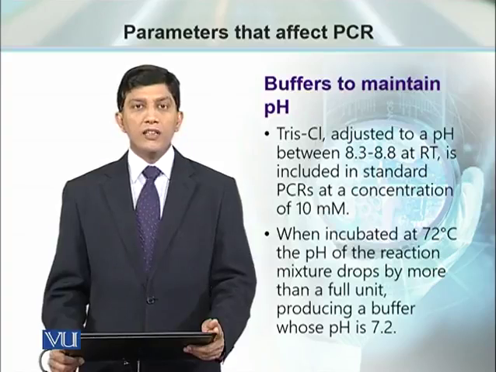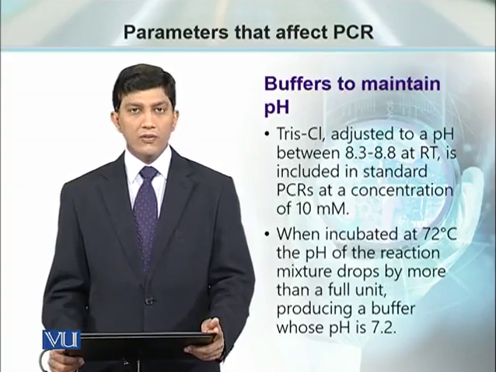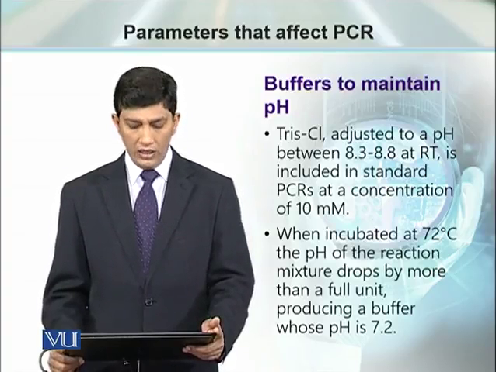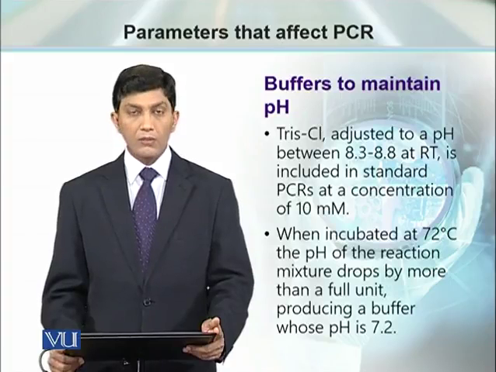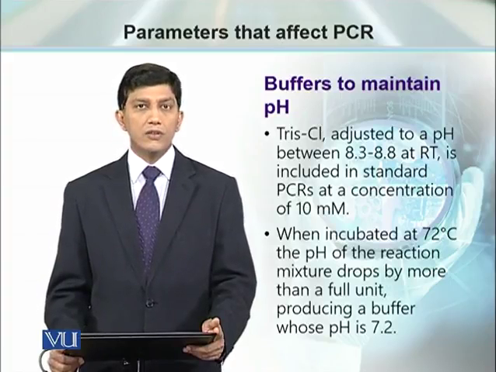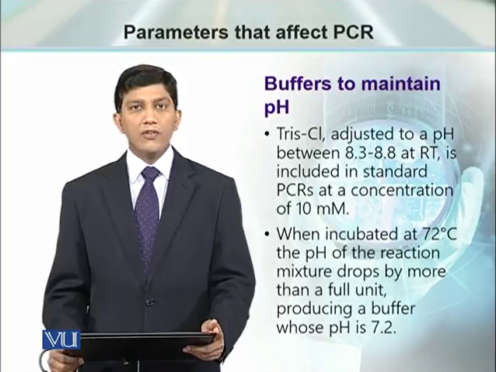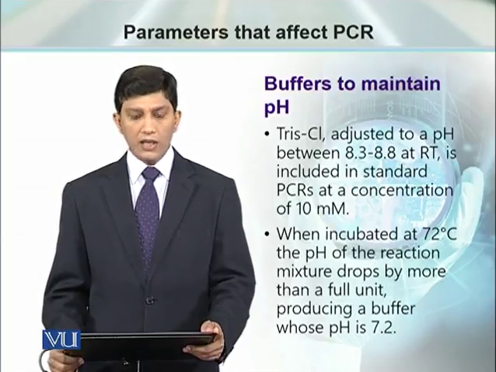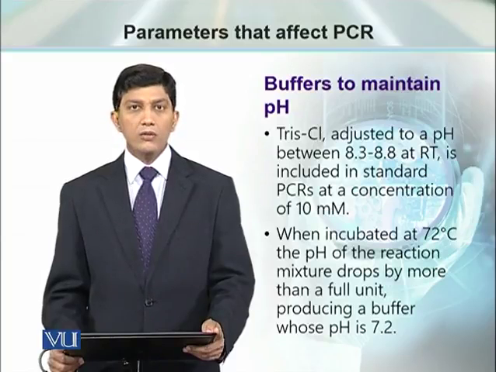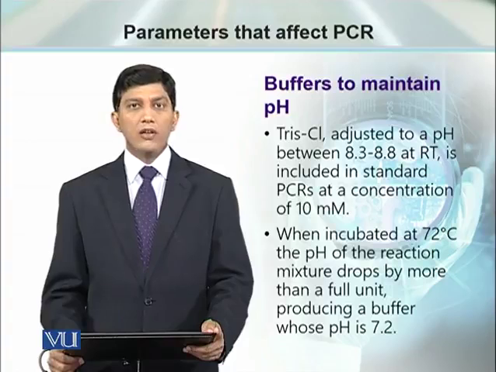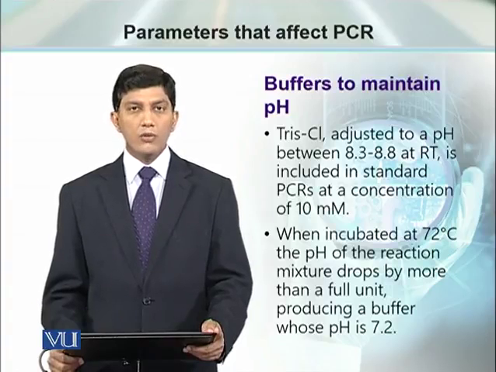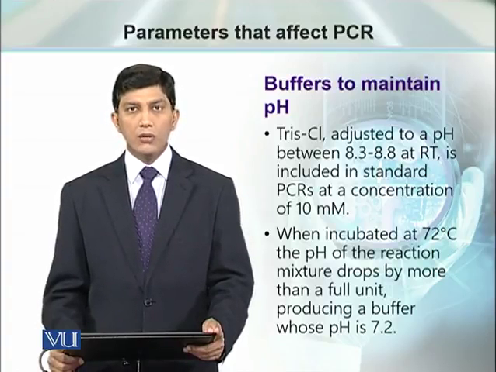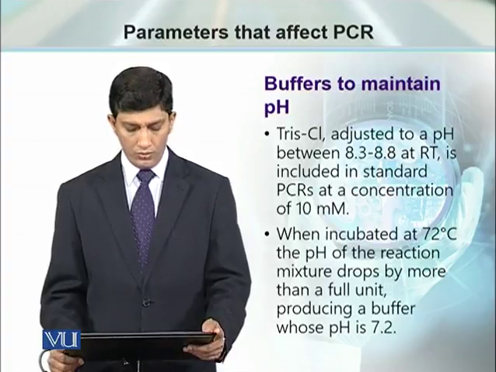Buffers are required to maintain the pH. When we mix these required components and incubate at the specific temperature of 72 degrees centigrade for the extension, there is a drop in pH. So we use a buffer at pH 8.3 to 8.8 so that during the reaction, if the pH goes down, it should not go below 7.2.